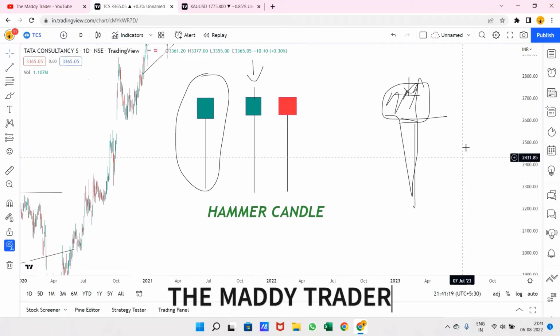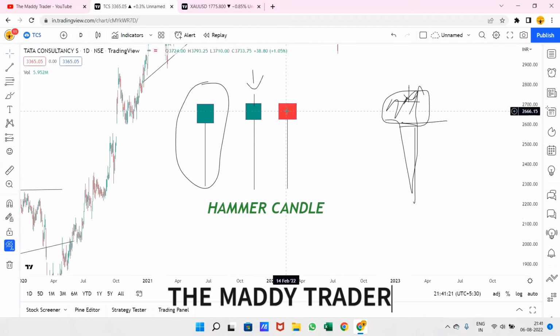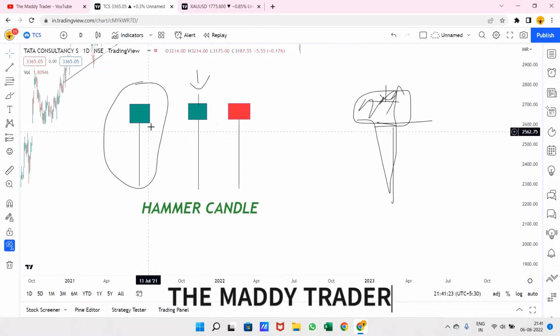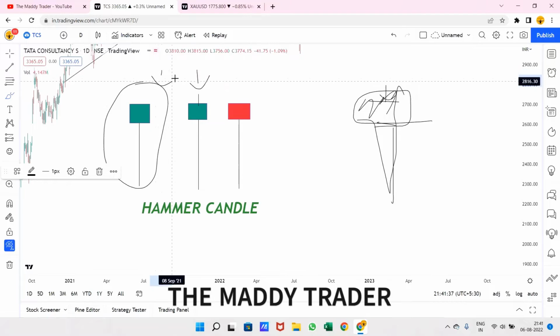And another thing you have to know is the color. As you can see, here it's a green color, which indicates bullish, and here it's a red color. And how does it indicate bullish? Because the color of the body is not important in the hammer candle. So as I said, the same goes on like that.